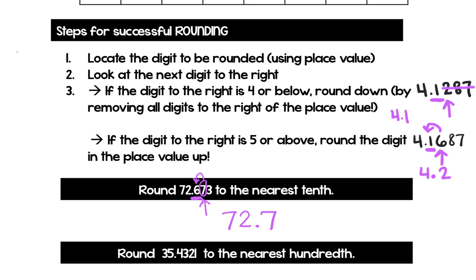Round 35.4321 to the nearest hundredth. So the first thing that we're going to do is locate the hundredth place, which is right here, 2 digits to the right of the decimal. And then we're going to look right next door at the digit to the right, which is a 2. 2 is 4 or below, so that means we're going to round down by just taking that part off. So our answer is 35.43.